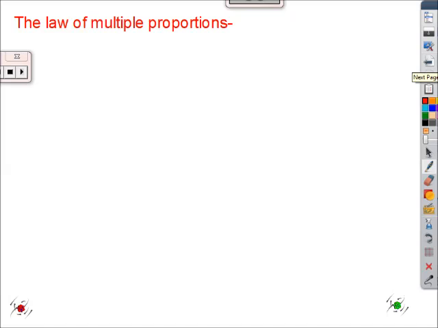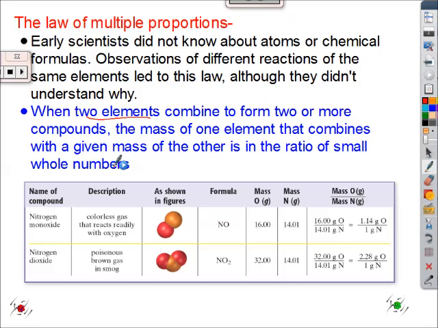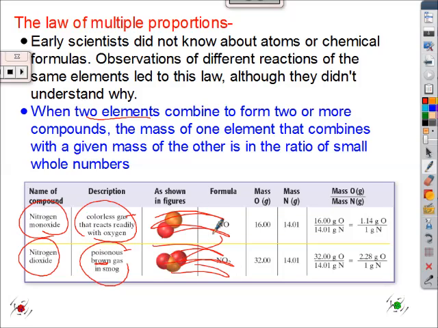The law of multiple proportions is also something that chemists were trying to rely on. And this law is a little more complicated because sometimes different elements can combine to form different compounds. Now, scientists didn't know what the compounds looked like, but they did know that there was nitrogen monoxide and nitrogen dioxide, and they could react to form two different kinds of materials, a colorless gas or a poisonous gas, kind of a brownish color. But they didn't know this stuff yet.